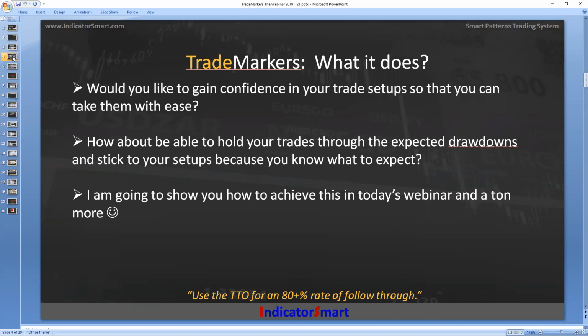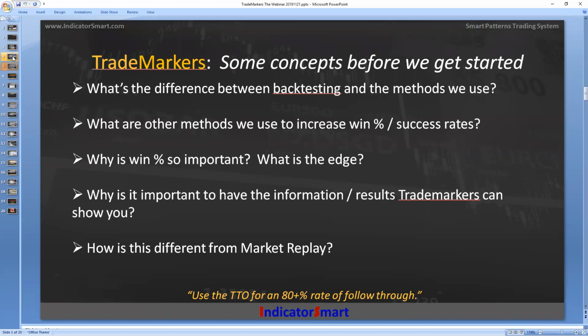The other thing that trade markers can do for you is to help you to be able to hold your trades through expected drawdowns and stick to your setups, because you know what to expect. Yeah, it's moving against me, but I know that my probabilities are where they are, and I've tested this over and over, and I know it's good. And if it isn't good, you're not condemning yourself because you know you did the right thing. I'm going to show you how to achieve that in today's webinar and a whole bunch more stuff.